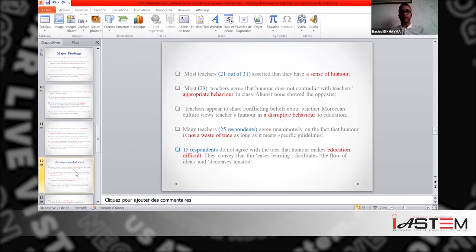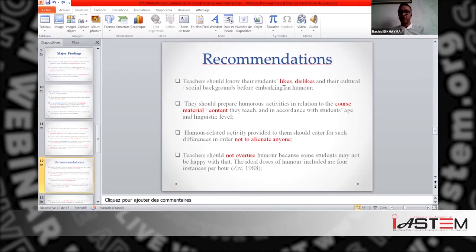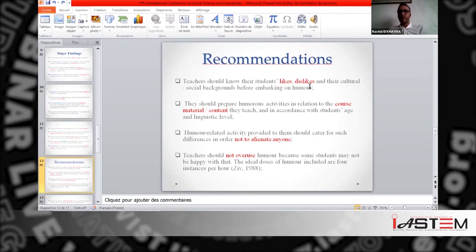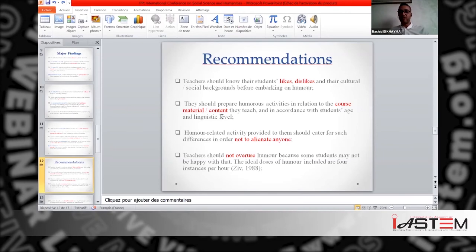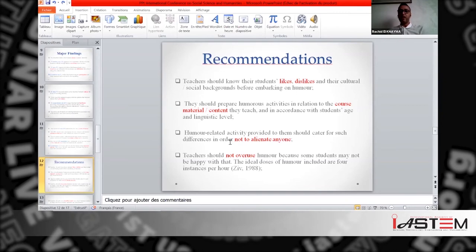So what are the recommendations for teachers to use humor? Before using humor, teachers should know their students' likes and dislikes, what students like and what students don't like, because a teacher might use a joke or a humorous picture that can be provocative. So the teacher should use humor that is related to the textbook, that's related to the course content.